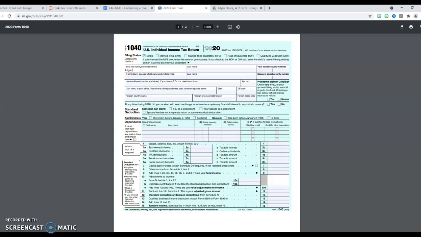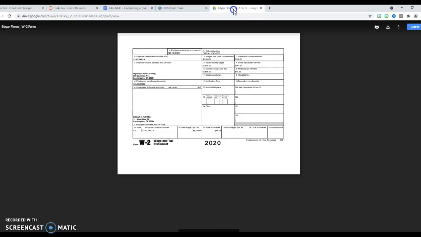Edgar J. Flores. His Social Security number, they just gave us the 1, 2, 3, and if we want to give it 4, 5, 6, 7, 8, 9, because it is a 9-digit number. Okay? He does not have a spouse. It didn't say anything about him being married, but it did give us his address. We need to find his address.